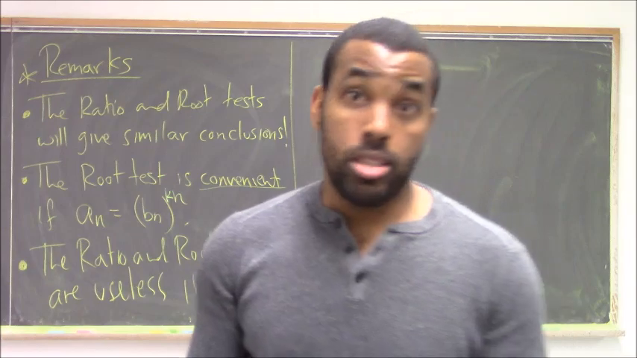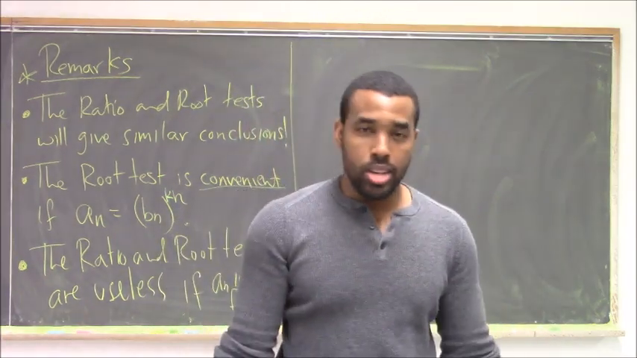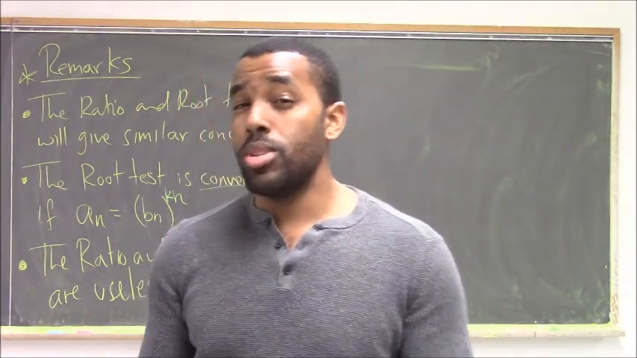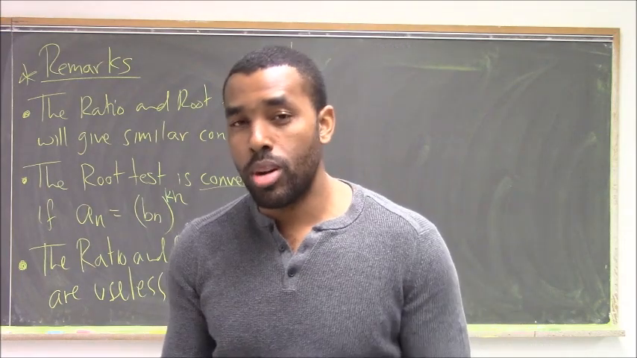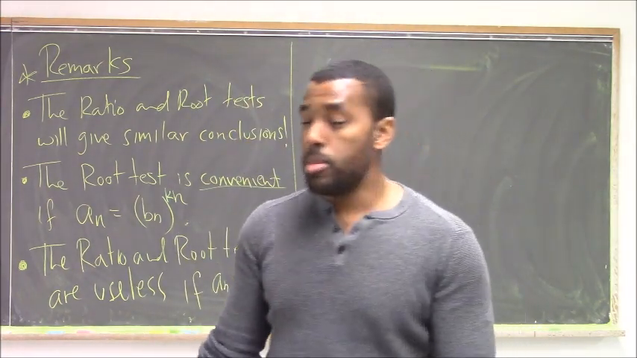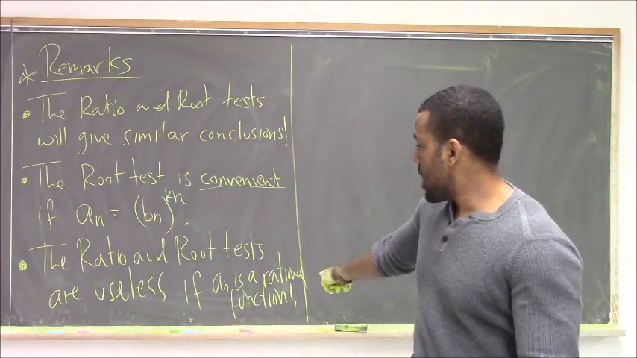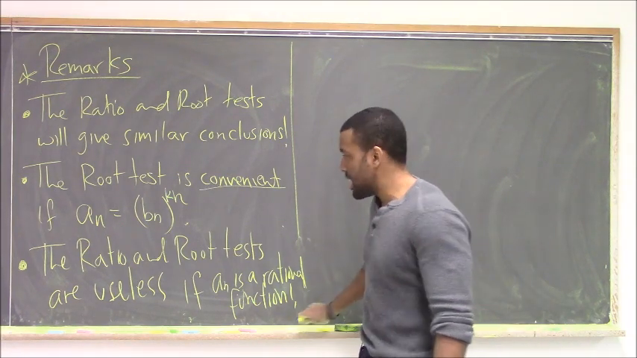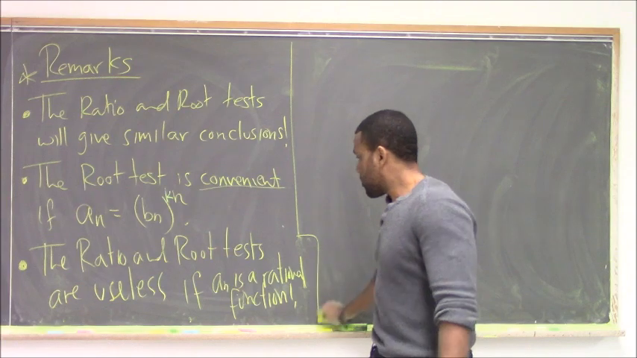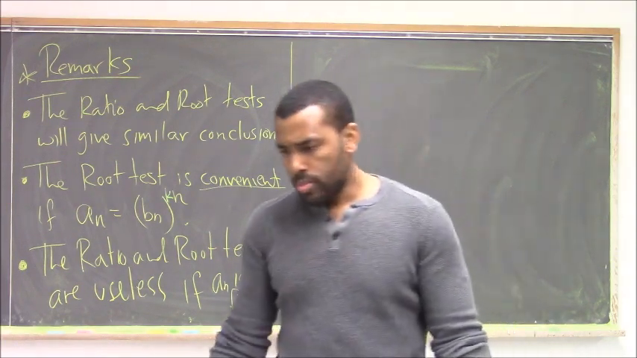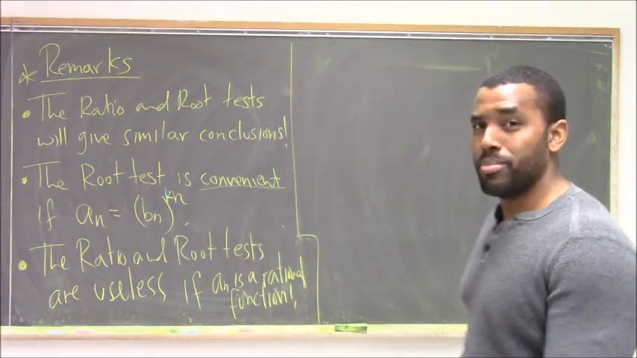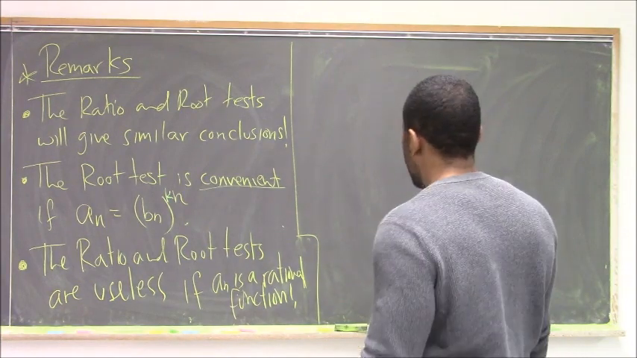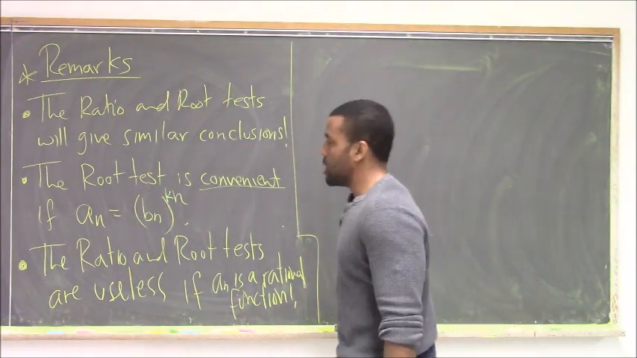Try it with a harmonic series. That's a good exercise. You'll notice that the ratio test is inconclusive with a harmonic series. You'll get a ratio of 1. The limit will be 1. So if you have a rational function, the ratio or the root test is not going to be the guy that you want to try. So yeah, just don't try them. That's all there is to say about that.